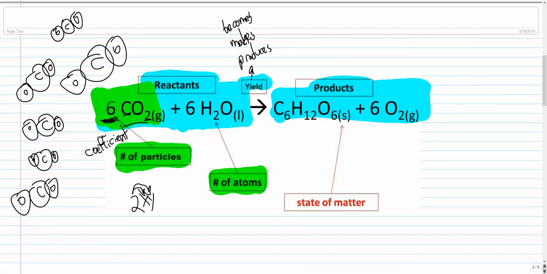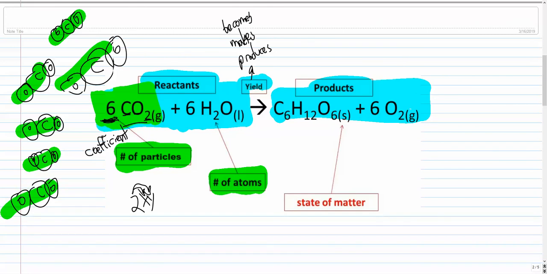So, yes, 6 CO2s. Here's 1, 2, 3, 4, 5, 6. If we were to count this up, looking at the coefficient of 6 here, how many C's do we have? Well, 1, 2, 3, 4, 5, 6. So 6 times 1. Remember, we don't write the 1's in chemical equations. We just assume they're there, or they're implied. And then how many oxygen atoms do we have? Well, 1, 2, 3, 4, 5, 6, 7, 8, 9, 10, 11, 12. And that's because 6 times 2. We've got 12 oxygen atoms in 6 CO2s.